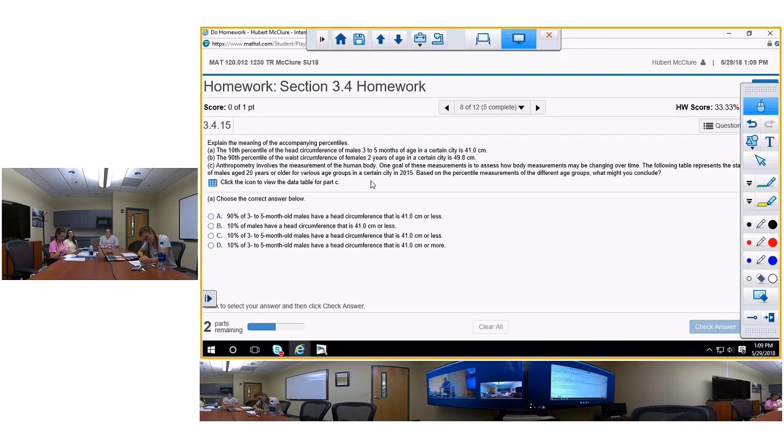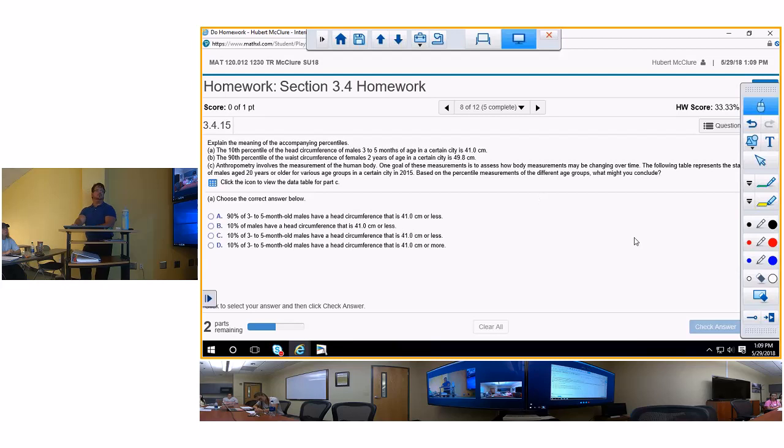Okay, I'm going to go over this one. The reason I'm going to go over it, it looks confusing just looking at it. All right? Okay, what is the first? It says explain the what?